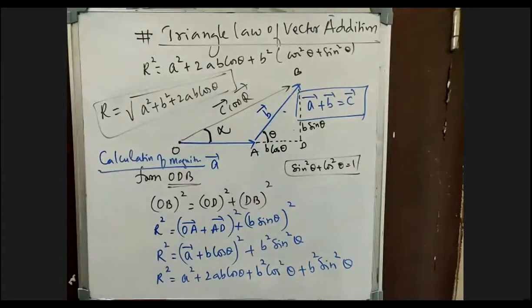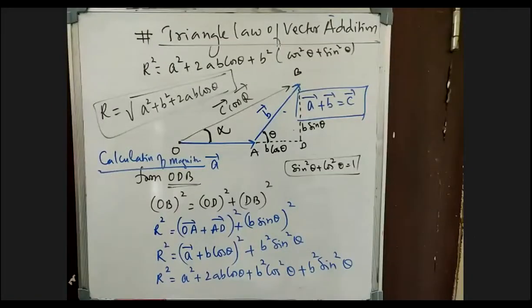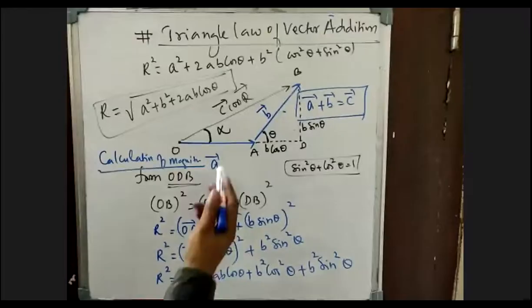What is the theta? Angle between Charminar and Qutub Minar? No. Theta is the angle between the vectors, A bar and B bar. That is the theta. Theta is the angle between A bar and B bar.